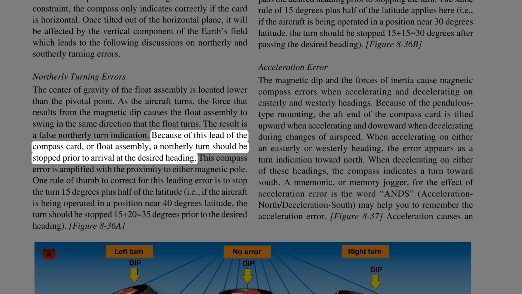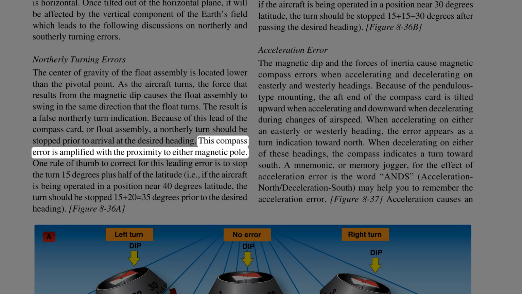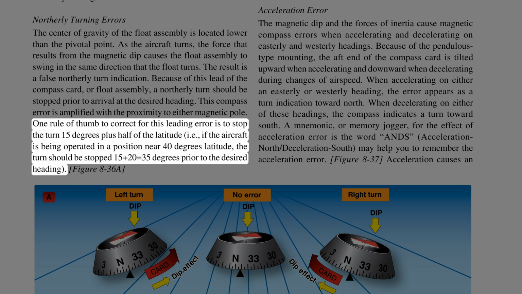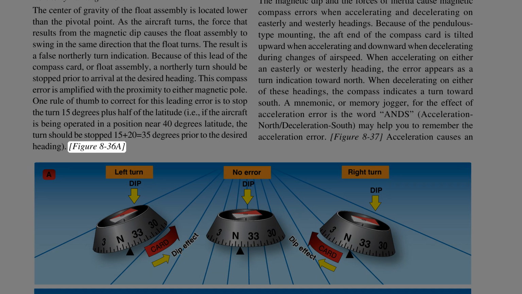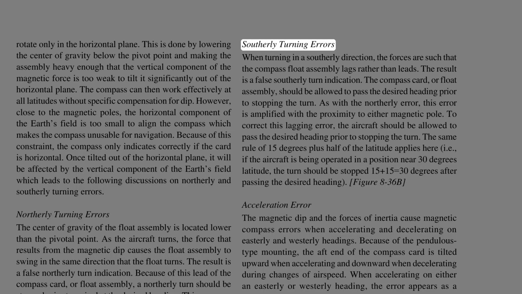Because of this lead of the compass card, or float assembly, a northerly turn should be stopped prior to arrival at the desired heading. This compass error is amplified with the proximity to either magnetic pole. One rule of thumb to correct for this leading error is to stop the turn 15 degrees plus half of the latitude, i.e., if the aircraft is being operated in a position near 40 degrees latitude, the turn should be stopped 15 plus 20 equals 35 degrees prior to the desired heading. Figure 8-36a.